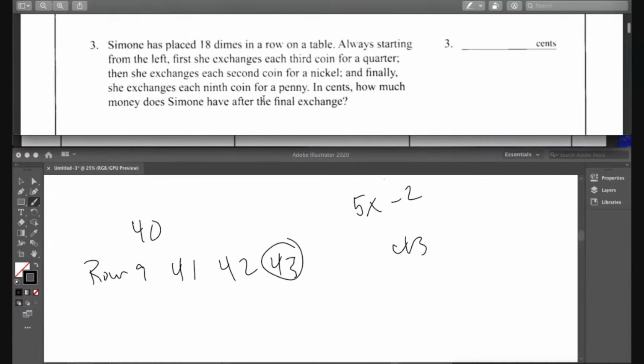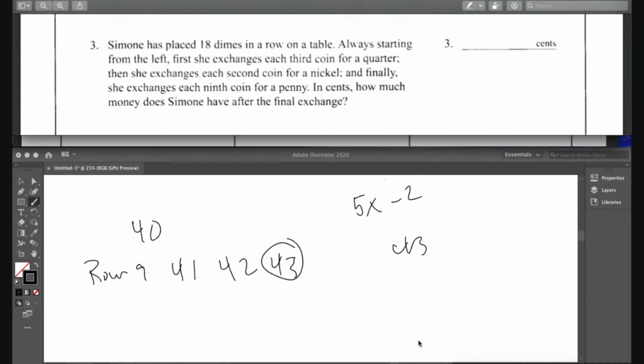Okay. Simone has placed 18 dimes in a row on the table. Always starting from the left, first she exchanges each third coin for a quarter, then she exchanges each second coin for a nickel, and finally she exchanges each ninth coin for a penny. In cents, how much money does Simone have after the final exchange? Okay, interesting. You could work this out by hand, but I wonder if there is a better way to do it.